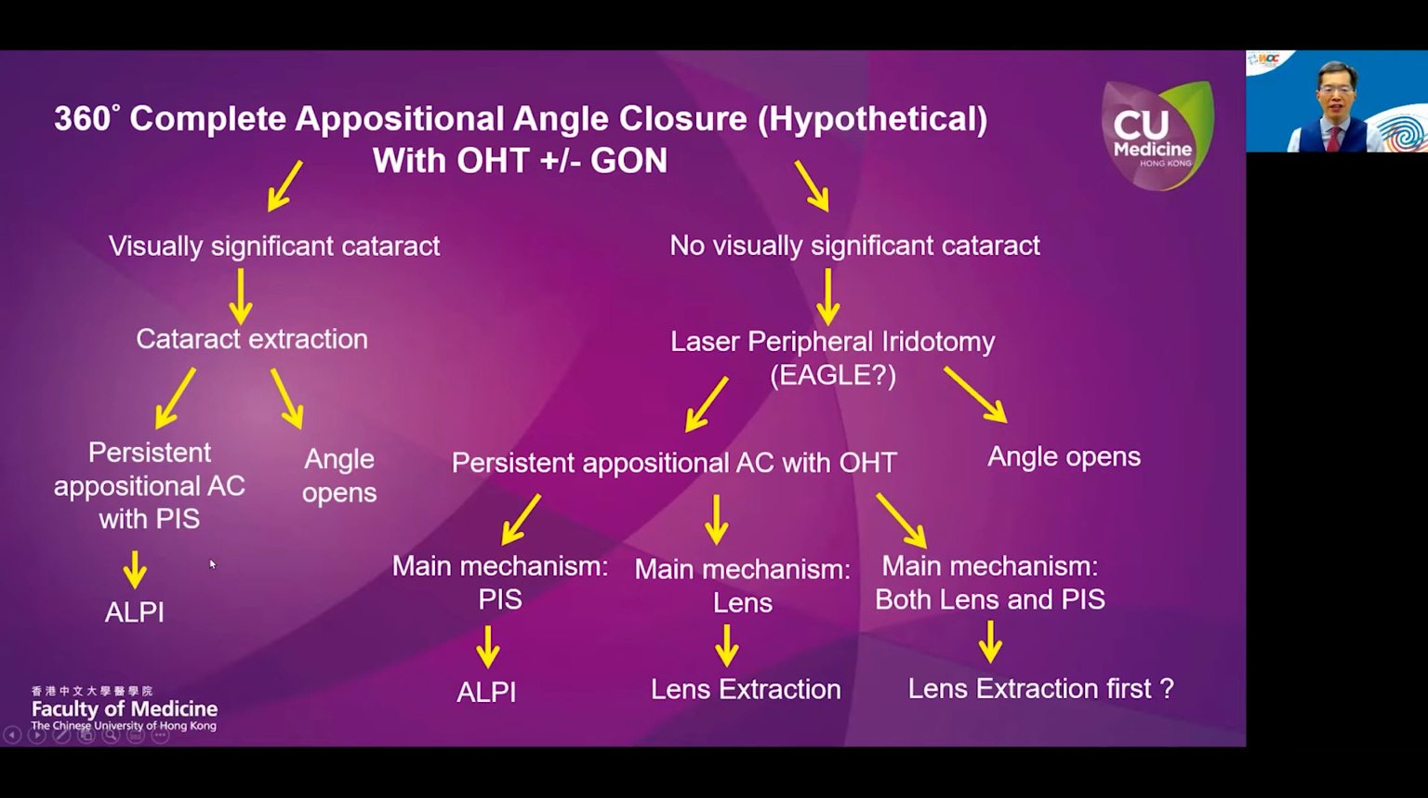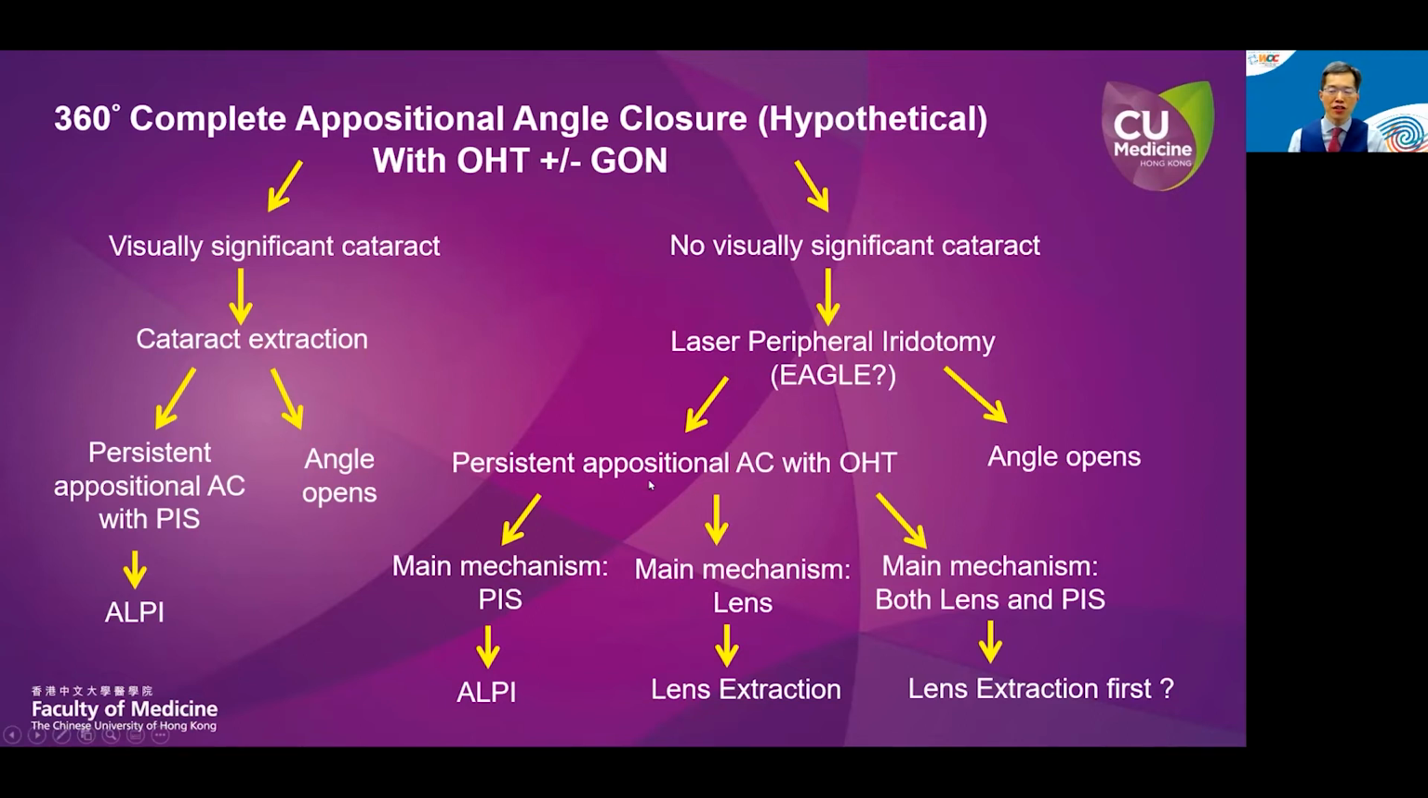But on the other hand, if there is persistent appositional angle closure after cataract extraction with possibly contribution from a plateau iris configuration, then you may consider argon laser peripheral iridoplasty to deal with the plateau iris. On the other hand, if there's no visually significant cataract, then you may consider laser peripheral iridotomy to eliminate pupillary block.